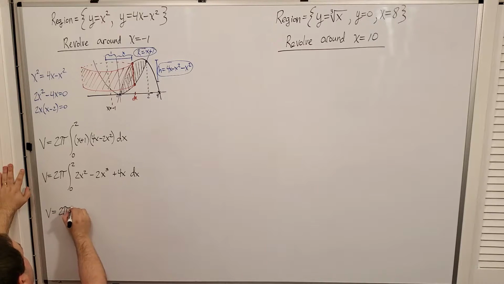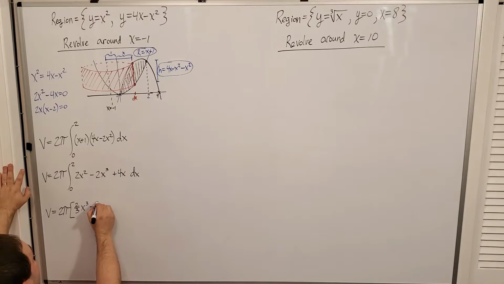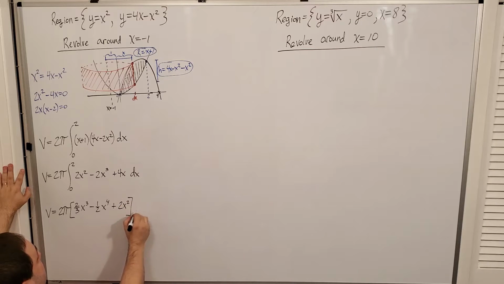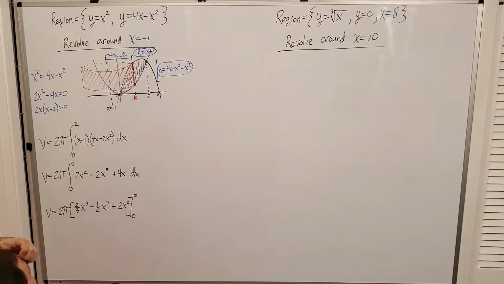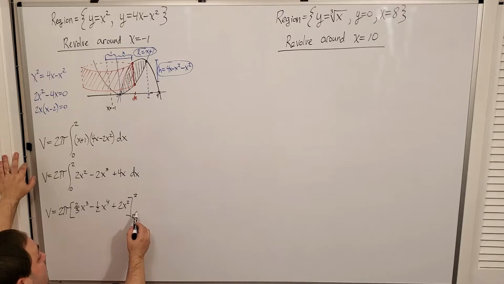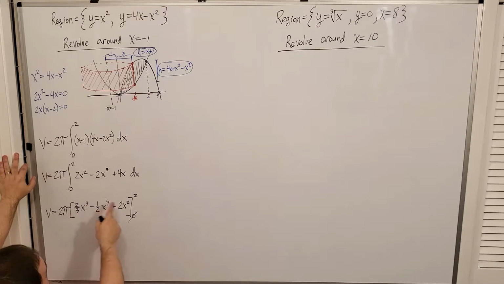So 2 pi times 2 over 3 x to the 3, minus 1/2 x to the 4th, because that's 2 over 4, plus 2x squared from 0 to 2. Lucky us, again, we've got our nice little 0 that we can knock out because everything's going to zero out when I plug that in. And I can just start plugging in my 2 here.